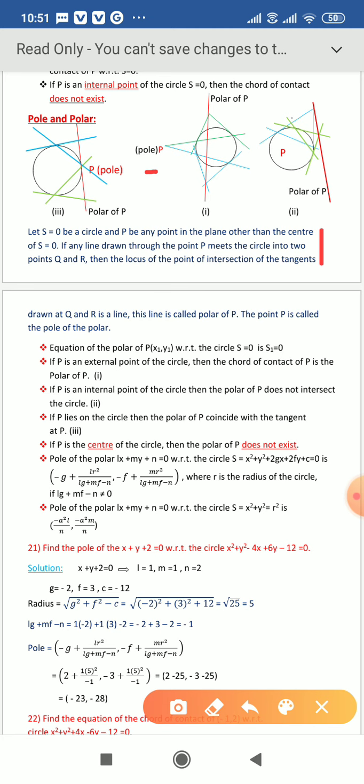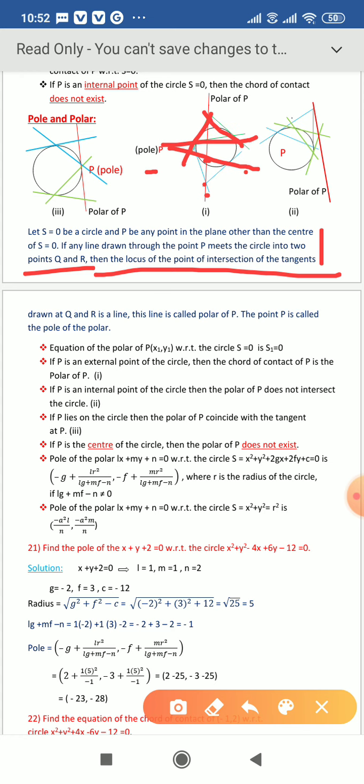If any line through the point P meets the circle at 2 points Q and R, then the locus of the point of intersection of the tangents drawn at Q and R. We draw the tangents at Q and R. This is the point of intersection of the tangents. Again, we draw another line like this. This cuts the circle at Q and R. We draw another tangent. Tangents are here. This is the point of intersection.